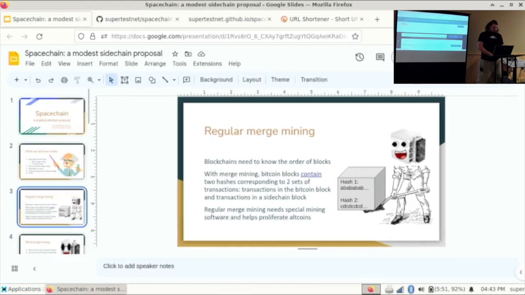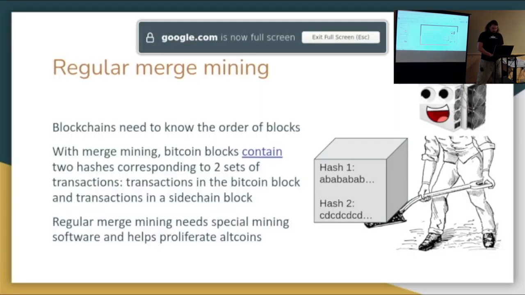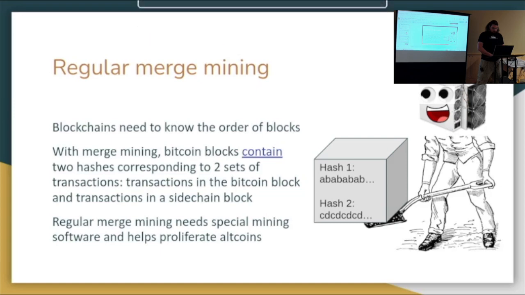Okay, so back to our slideshow. Let's talk about merge mining. So merge mining was invented a long time ago, way back in like 2010, Satoshi, maybe even before then. The very first, from what I'm told, the very first fork of Bitcoin was a blockchain called Namecoin, and they wanted to do DNS systems over Bitcoin.